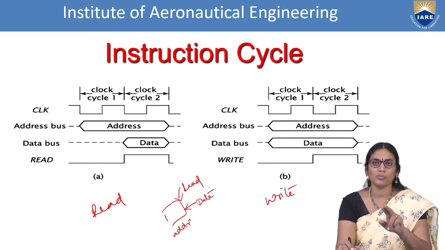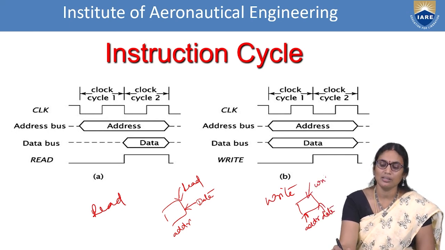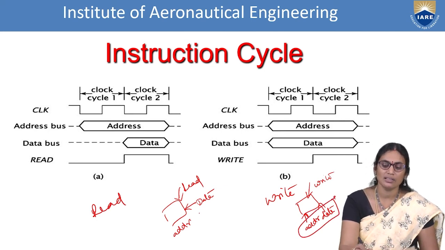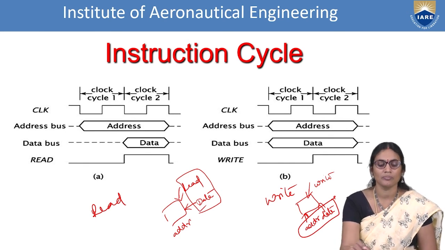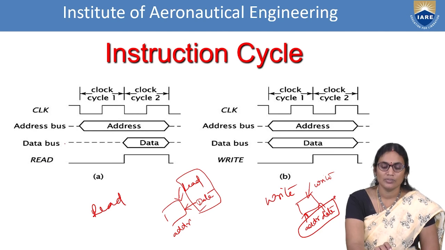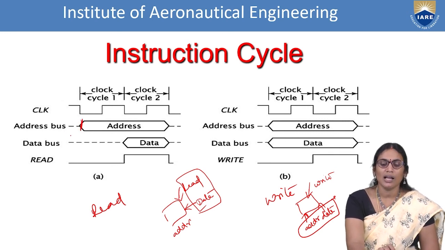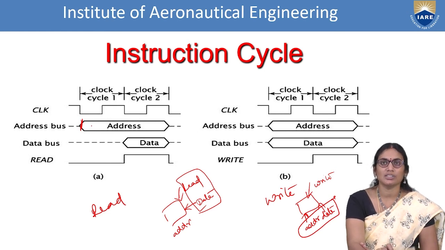In the second case, I am getting the address and locating data, getting the data beforehand, and then I am initiating the write signal. That means in write, address and data are processed at the same time, but in read, address and data are processed one after the other. So these are the two differences. In clock cycle 1, we are initiating the address bus first. Because of that, the address bus starts from clock cycle 1 and it is held until the read operation is complete.